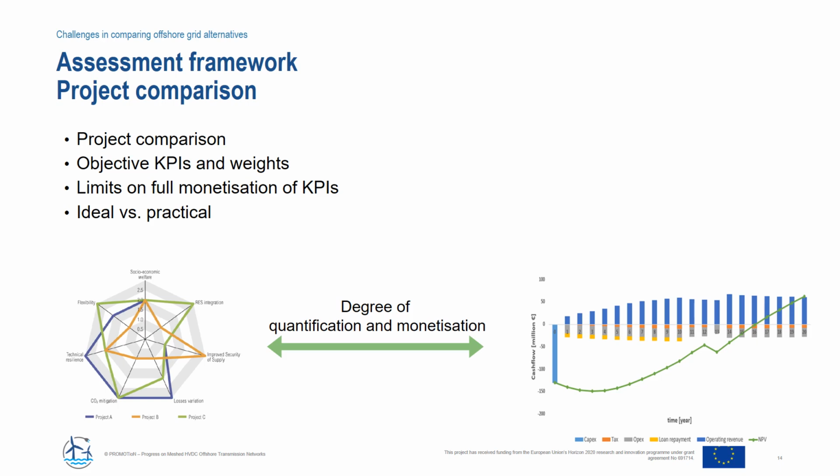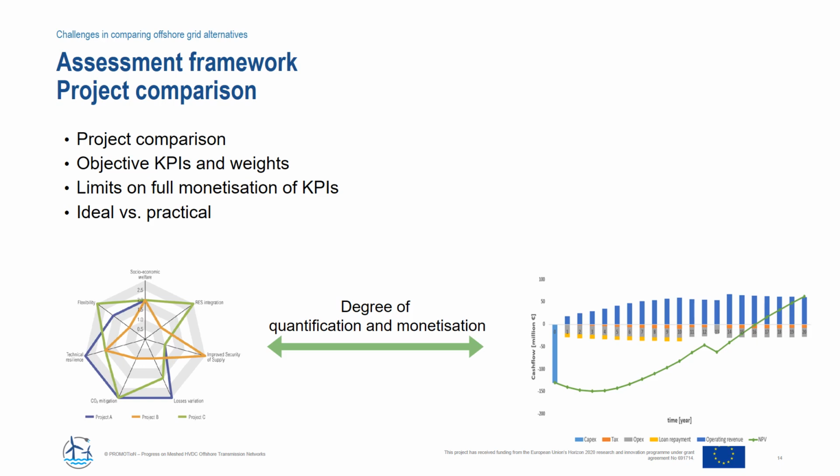Therefore, some KPIs might be expressed in monetary terms, whereas others are reported in other quantitative units like megawatt hours or CO2, or even qualitatively. The aim in the practical CBA is to quantify and monetize the KPIs as much as possible. Comparison should be attained through multi-criteria analysis by assigning weighting factors to the KPIs and combining them into a single value or, for example, a spider diagram.